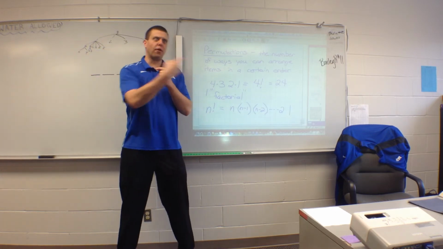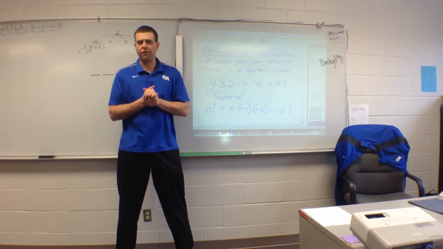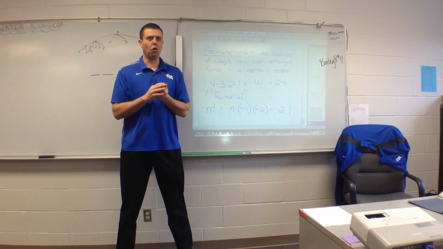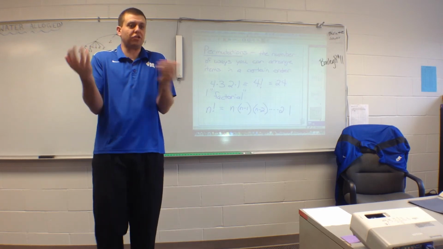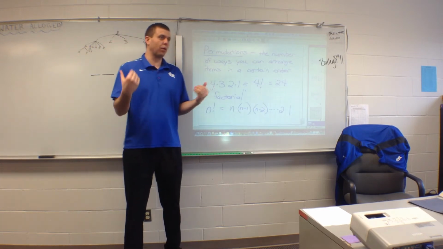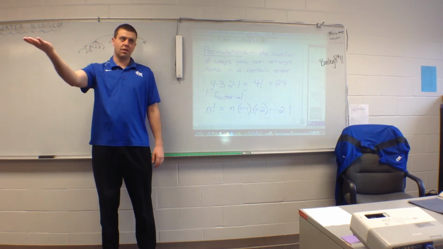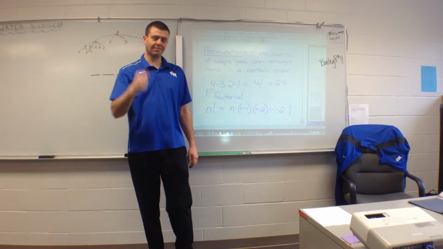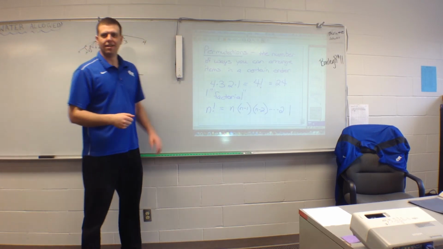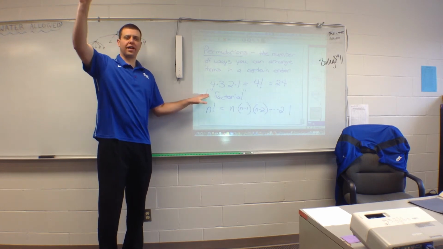8 people are going to run a 400 around the track. How many ways could they finish? 8 factorial. A whole bunch, right? They can finish a whole bunch of ways. Now, they're only going to finish one certain way, but how many different ways could that happen? 8 factorial. Because how many people could finish in first? Well, 8. That's factorial.